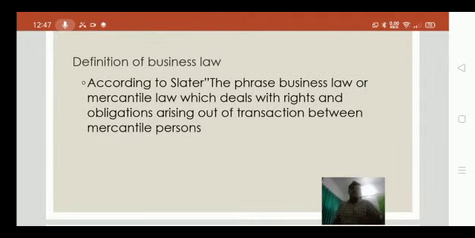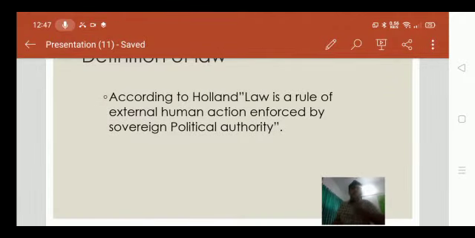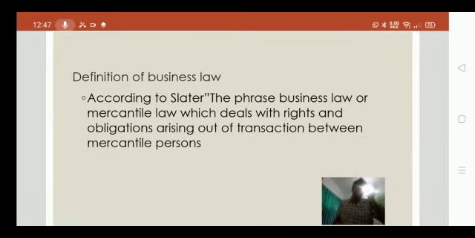Next, we have already studied the definition of law, a rule of external human action enforced. When this rule comes to business, what are the rules which are enforced in business? That is known as business law. I hope you are clear with it.